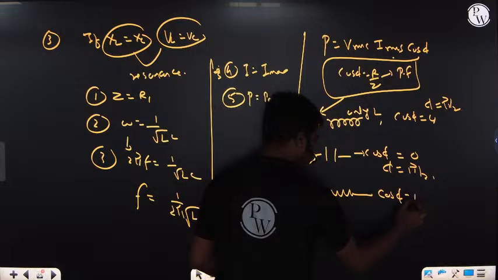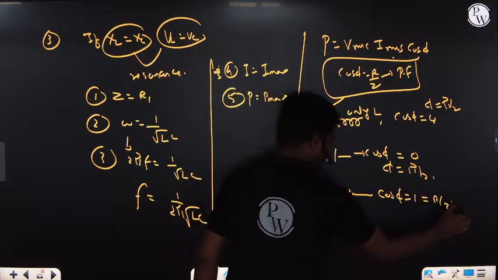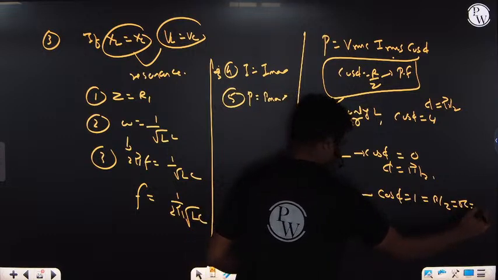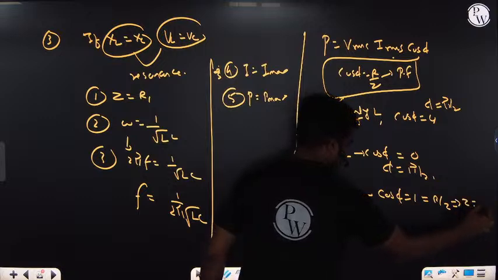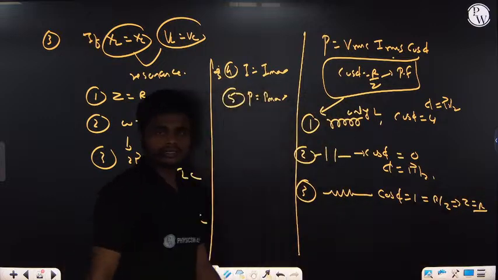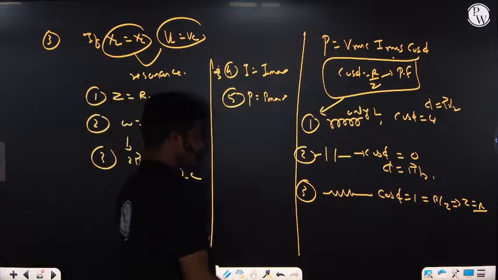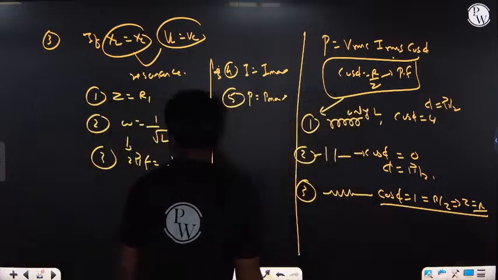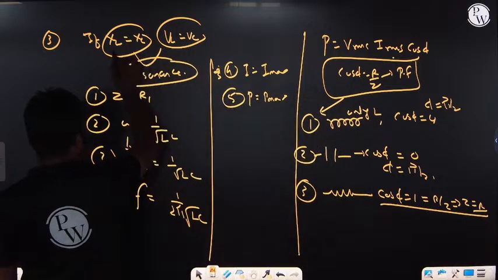And 1 means R by Z is 1. So Z is equal to R. When Z is equal to R, impedance is equal to resistance. So this particular circuit, the LCR resonance circuit, has XL equal to XC.